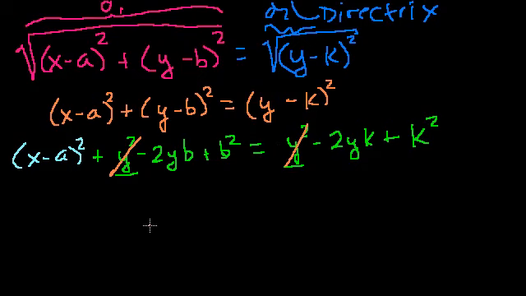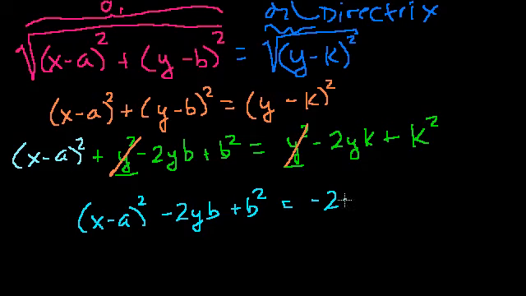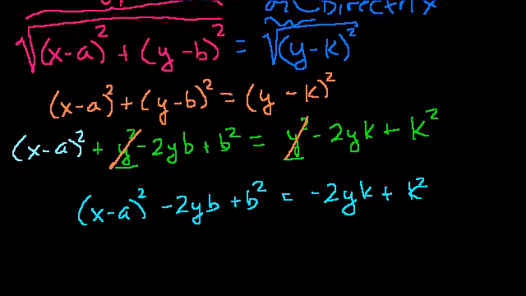So all of a sudden, this is starting to look a lot more like a parabola, because this is now an equation that relates y's to an x squared. So let's clean this up and make sure we can get it in a form that we normally associate with a parabola. So we now have x minus a squared minus 2yb plus b squared is equal to minus 2yk plus k squared.